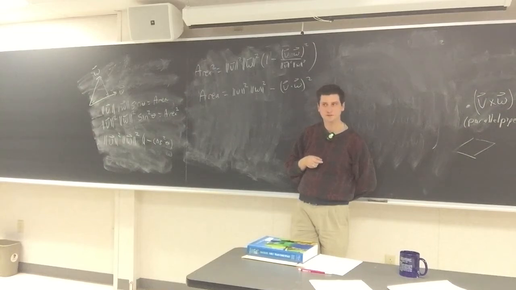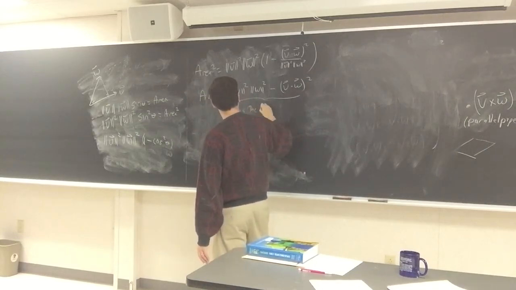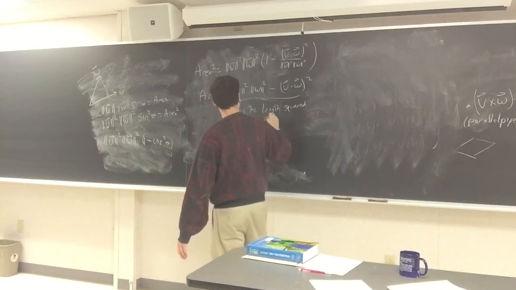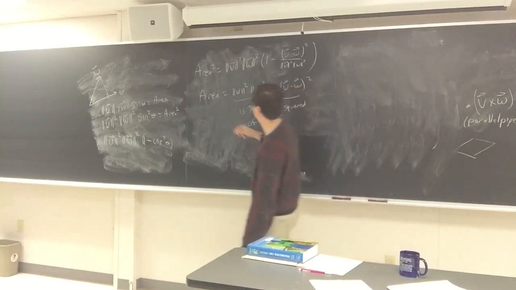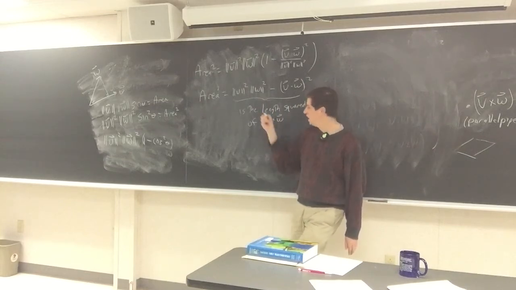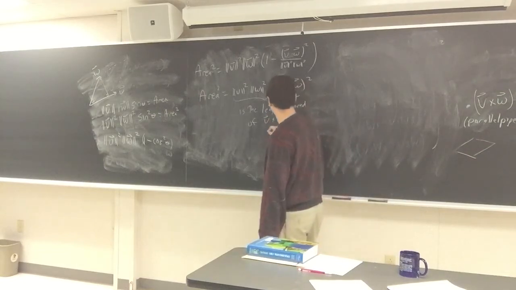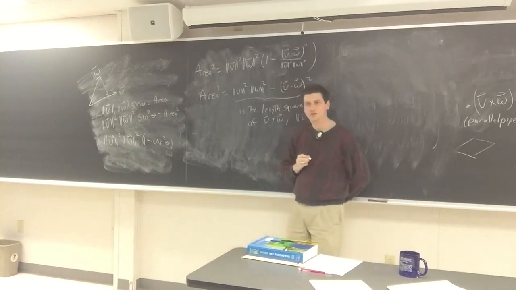Okay? It turns out that this is the length squared of v cross w. Yes? Wouldn't that be area squared? Ah, yes, it should be area squared. Thank you. So how would you show that this is the same as this? How would we show this?